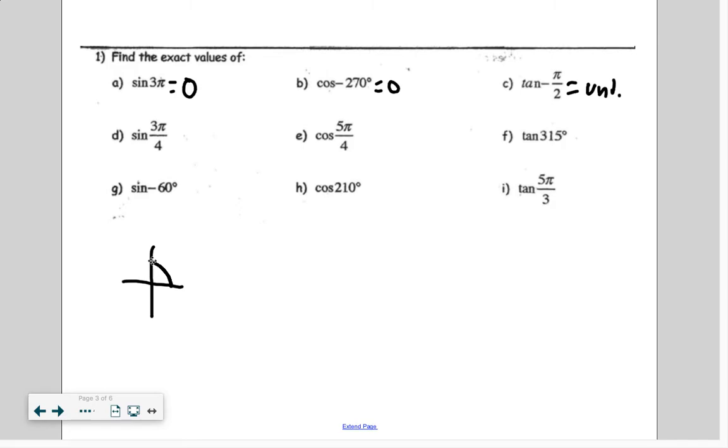Pi over 2 is 2 pi over 4. 3 pi over 4 is in this quadrant. So we're working with this angle. If it's on the unit circle, we're working with negative root 2 over 2, comma root 2 over 2. And then sine is going to be the y value. So root 2 over 2.